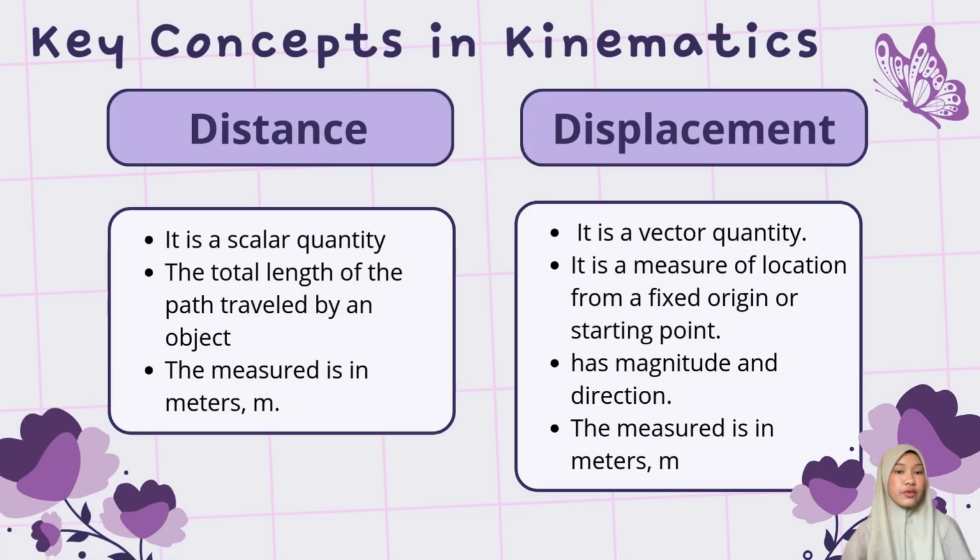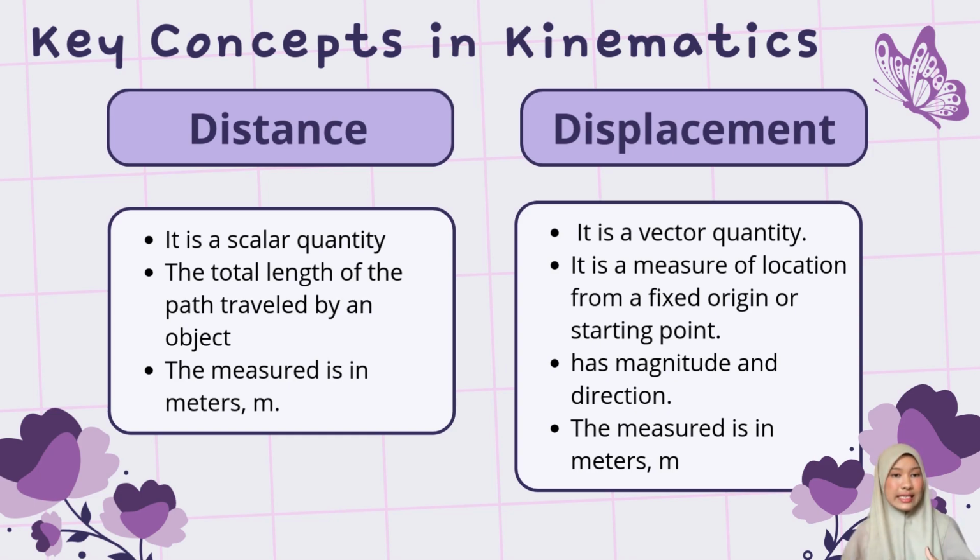So we move to the first one, which is distance. Distance is how far you travel in total, no matter the path you take. For example, if you walk in a zigzag, distance is the total number of steps you take along the way. It is a scalar quantity, which means it only tells you how much, not where. We measure distance in meters.